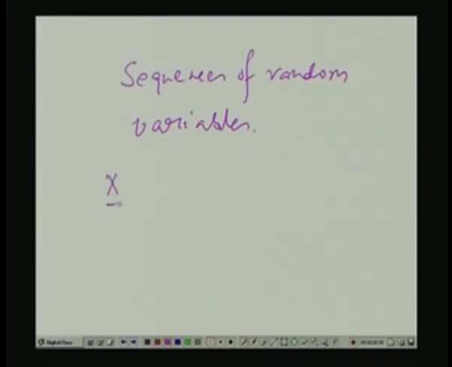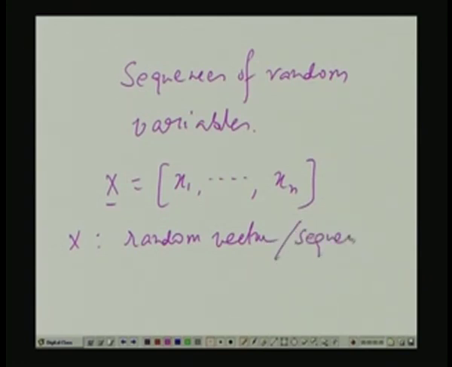That whole treatment will now be generalized, where we will be considering a vector, say X, as x1, ..., xn. This X will be called a random vector, or say sequence, if each element x1 to xn, that is each xi, is a random variable.